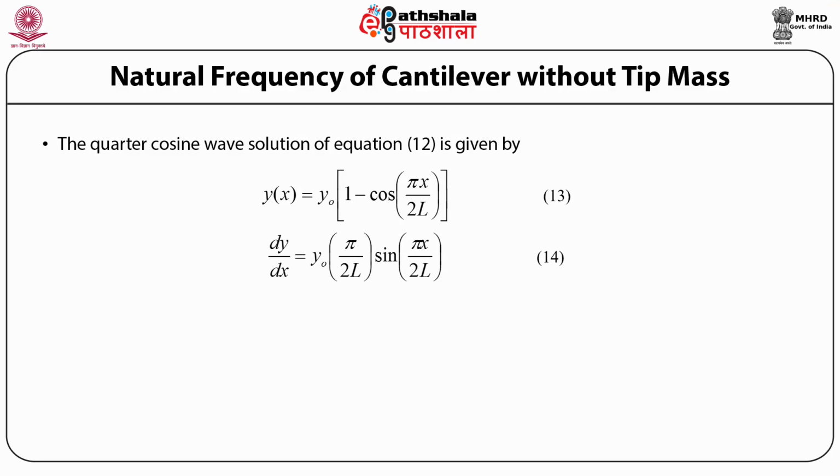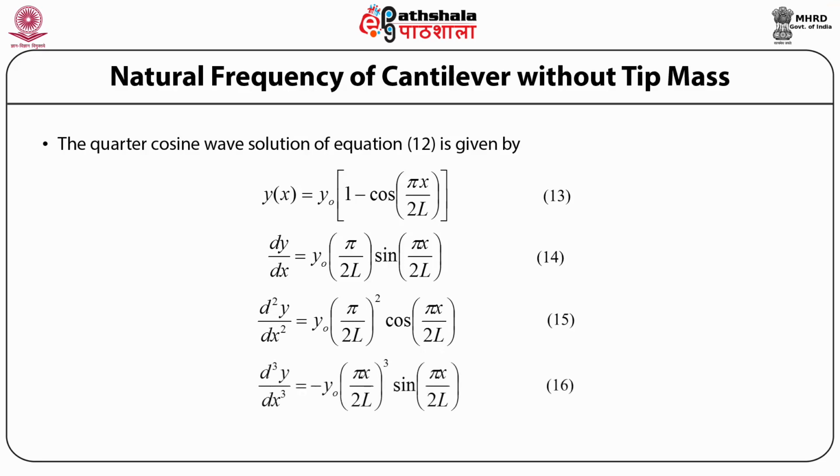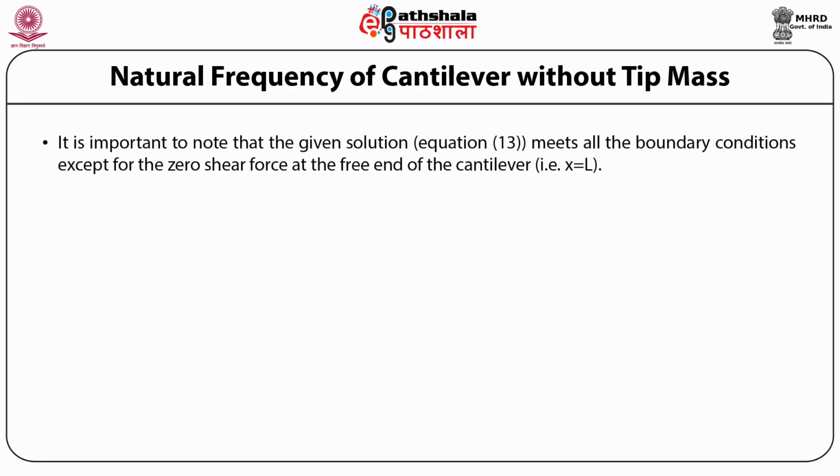Similarly, the second derivative and the third derivative are: y naught times (pi by 2L) whole square times cos of pi x by 2L, and the third derivative is minus y naught times (pi by 2L) whole cube times sine of pi x by 2L, where y naught is the displacement of the cantilever at the free end, that is x is equal to L. Now it is important to note that the given solution meets all the boundary conditions except for the zero shear force at the free end of the cantilever.